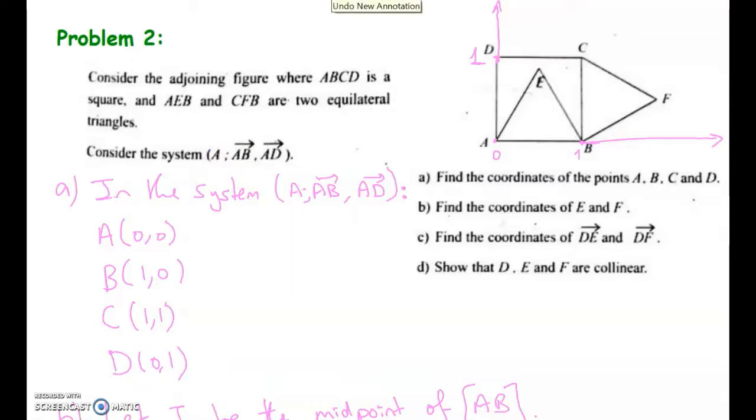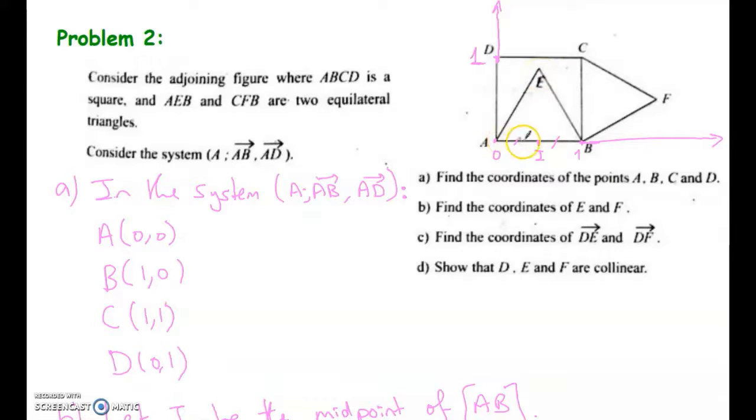How do we do this? Now, what do we know about AE? If I take here the midpoint of AB, let's call this point I. I is the midpoint of AB. This means I can say that AE, by Chasles's rule, is equal to AI plus IE. So this is what I did as a first step.